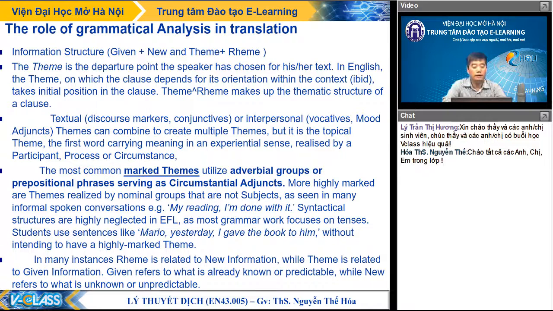And now we have information structure. We have the concept of the given information, the new information, and sometimes we have the use of theme and rheme. So, theme is the departure point the speaker has chosen for his or her text. In English, theme depends on the clause or the orientation within the context. Remember that a theme is only in the initial part of the sentence, at the beginning of the sentence.